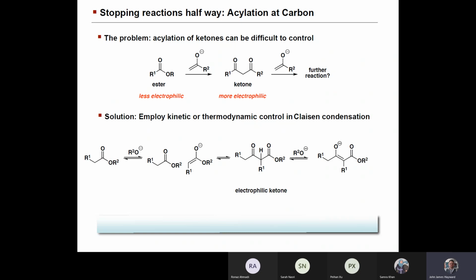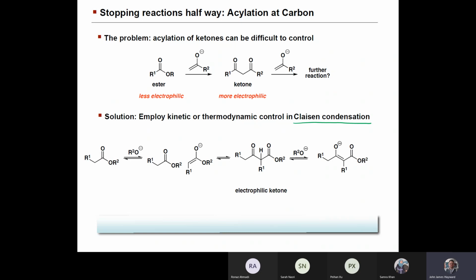Acylation of carbon. So, enolate reactions. This is a lovely reaction called the Claisen condensation. Same Claisen as did the Claisen rearrangement, but it's a very different reaction. So, let's look at this for a second. We take an ester, we react it with an enolate, and we get a ketone, which is more electrophilic. We said that earlier. Do we get further reaction or don't we? The answer is actually no, we do not. And the reason is because of the reactivity of our product.